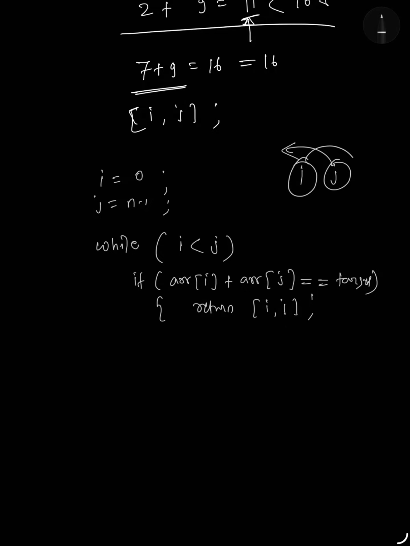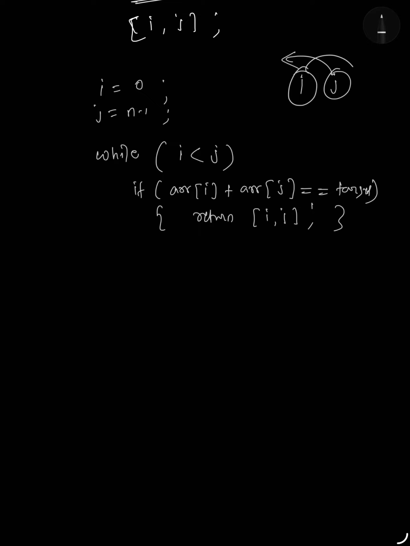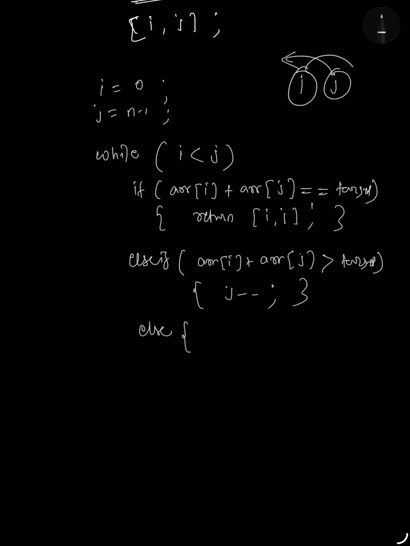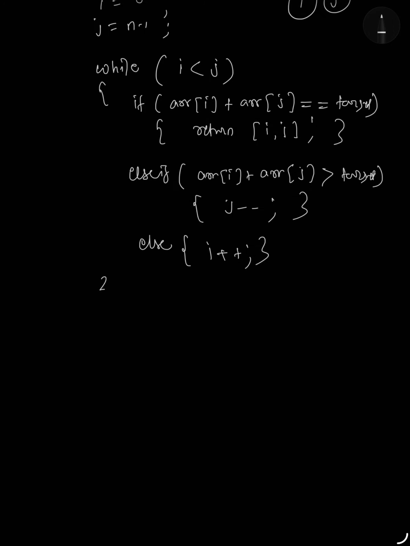If this is not the case, we say else if we check whether the summation of array of i and j is going beyond target. We have to reduce our j position, right? And if this is not the case, the other would be i plus plus, right? So this while loop will be running, and if this return is not hit, we will return an empty array, because we have not found any solution.